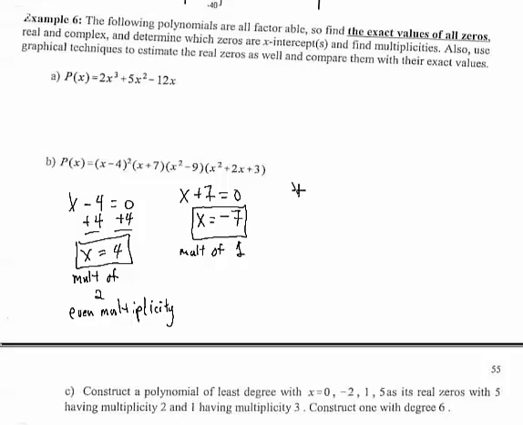Our next factor, x squared minus 9, we would solve by moving the 9 to the right. We would take the square root. You'd have to remember to put plus or minus in front of the square root of 9, and the square root of 9 is 3, so this would give us two zeros, a positive 3 and a negative 3.